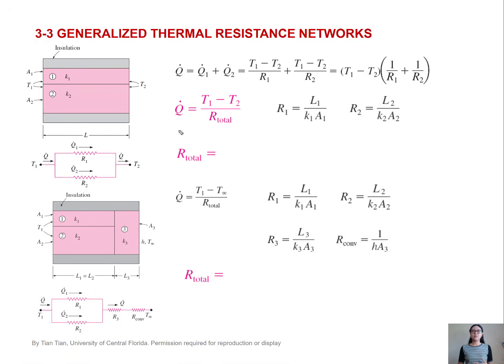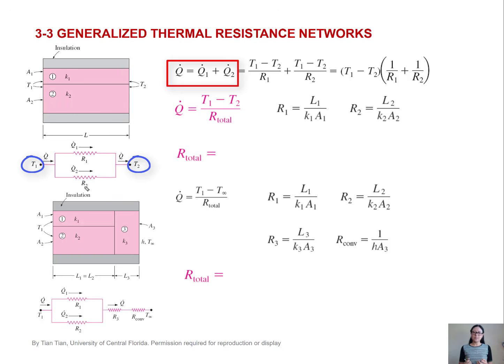Similar to electric resistance networks, we have generalized thermal resistance networks. Here we have two resistances in parallel. The heat rate Q is divided into Q1 and Q2. So Q is the summation of Q1 and Q2. Note, in a parallel circuit, the temperature difference is the same across each resistance.